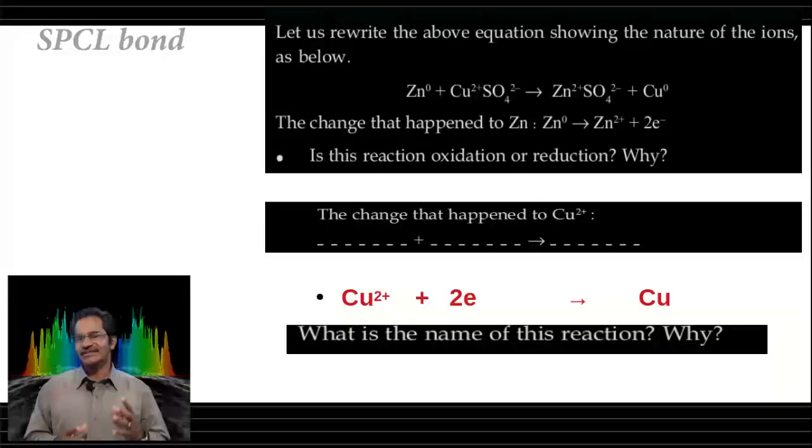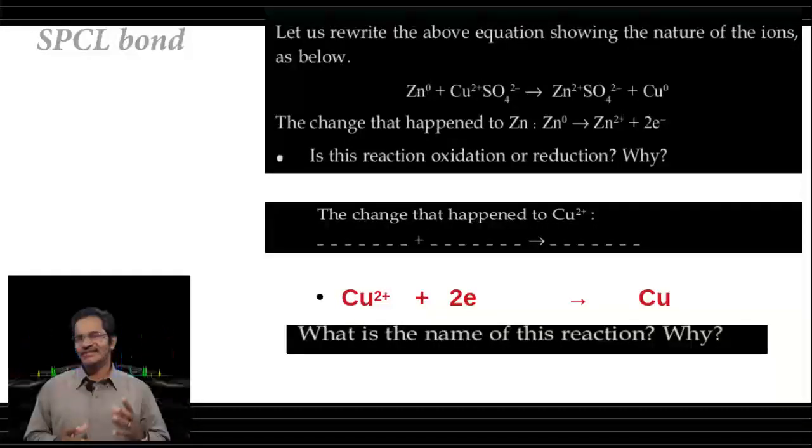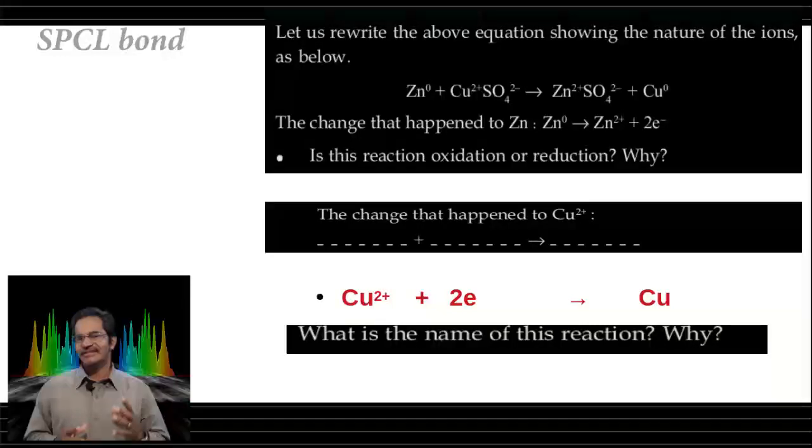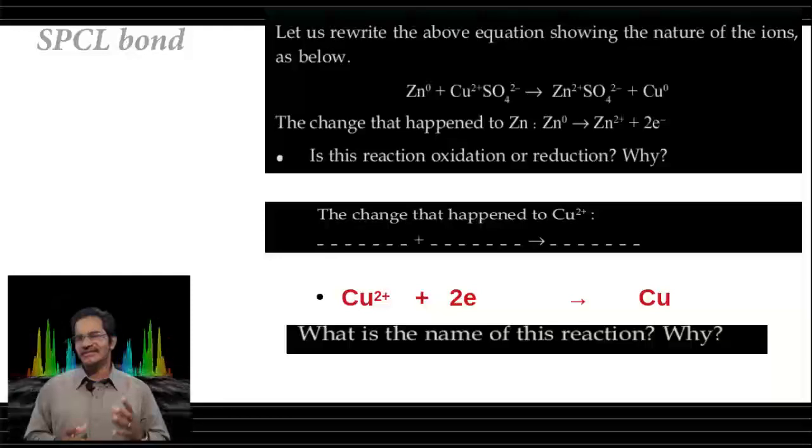Then what about copper sulfate? In CuSO4, the oxidation number of Cu is Cu2+. Okay, so you have written all the elements or radicals or ions in ionic forms. That means Zn0, then Cu2+, SO4 2-, then again Zn2+, SO4 2-. But copper is 0, Cu is 0. What happened here? Cu2+ is converted to Cu. Similarly, Zn0 is converted to Zn2+.